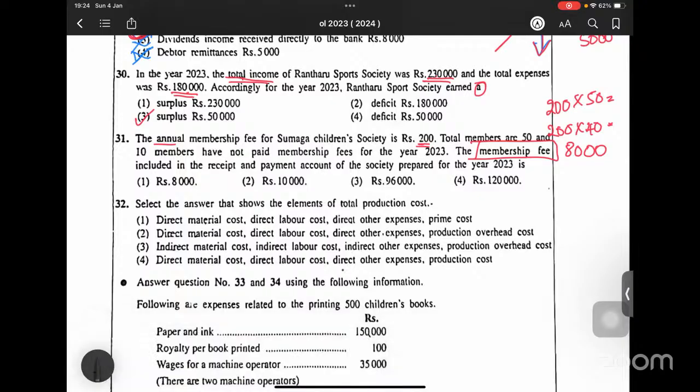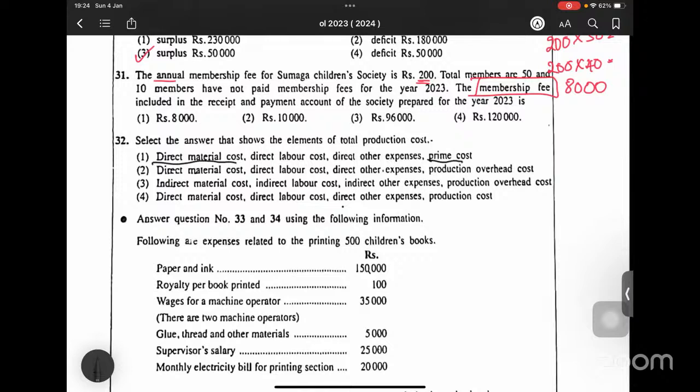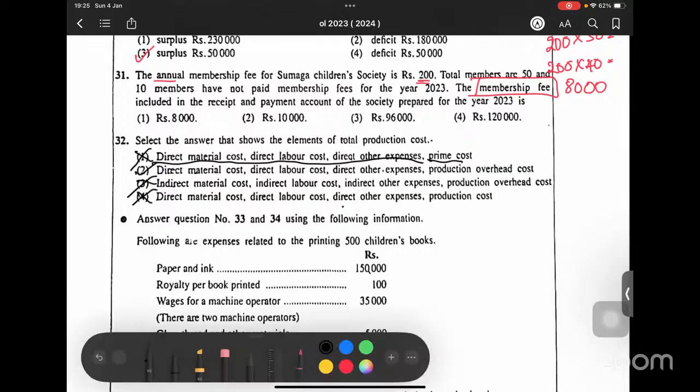Select the answer that shows the elements of total production cost. Direct material cost, direct labor cost, direct other prime cost. What is prime cost? All these three are prime cost. So this will not be the answer. Direct material, direct labor, direct other expense, production overhead cost. Yes, this can be the answer. Indirect material, indirect labor, production overhead. No. Direct material, direct labor, direct other cost, production cost. No. So the answer will be the second one.